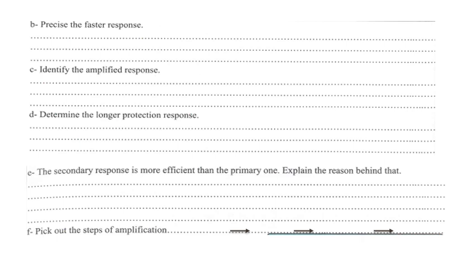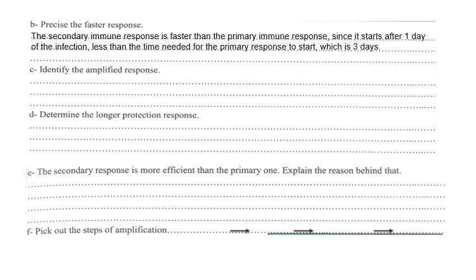Precise, the faster response. Precise, so we have to answer, then justify. They are asking us about the faster response. Faster, so we have to look at the delay time. The secondary immune response is faster than the primary immune response since it starts after 1 day of the infection, less than the time needed for the primary response to start, which is 3 days.